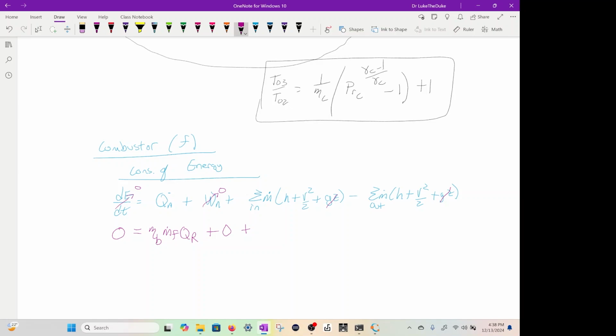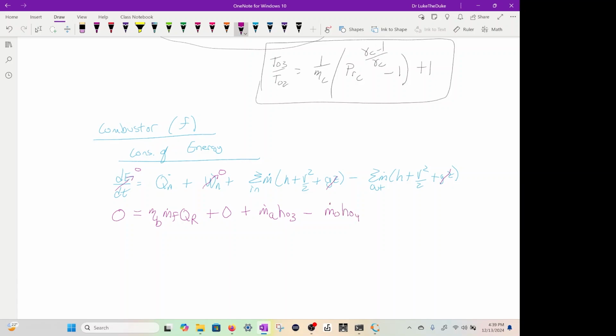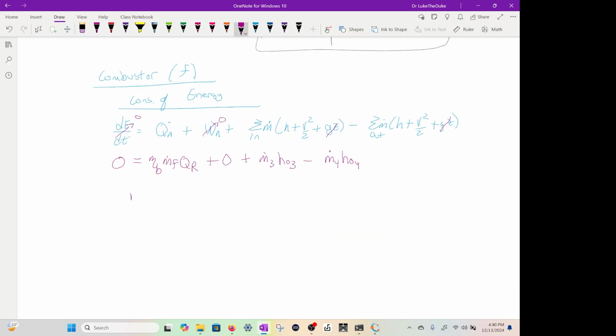And what's coming in is m dot of the air, h naught 3, and then we have minus m dot out times h naught 4. Okay? Or if you want, you could call this 3, doesn't matter, and this 4. Really doesn't matter right now, but we'll keep them consistent. Let's do 3 and 4. So what we end up having is m dot 4, h naught 4 equals A to B, m dot F, QR, plus m dot 3, h naught 3.